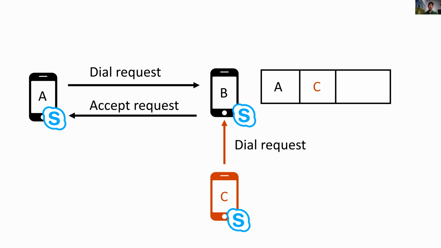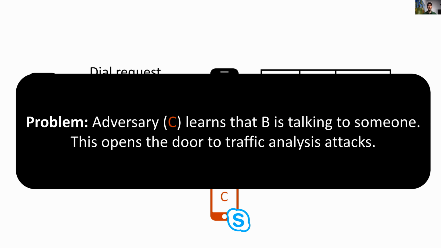So what happens with Charlie is that, well, Charlie's out of luck, right? His request is ignored, or he's just going to get a busy signal saying sorry. The problem in this scenario is that if Charlie is the adversary, he basically learns that Bob is talking to someone else because he was not allocated the resource that he requested. In other words, he was not given the communication channel.